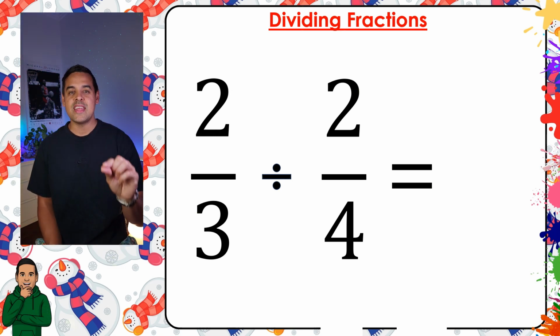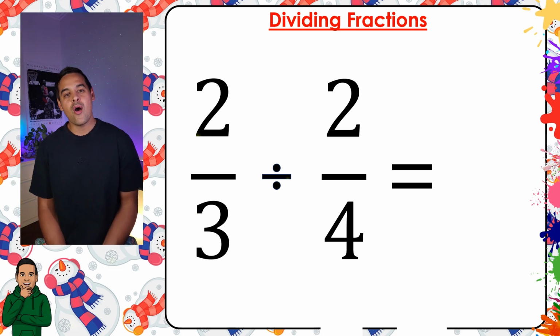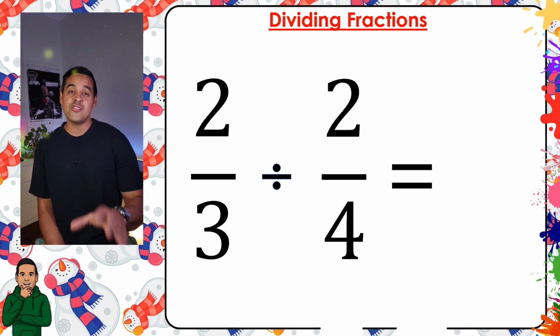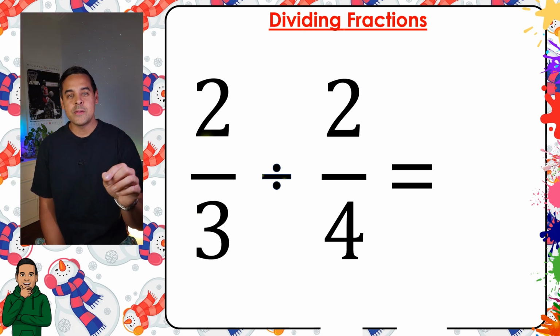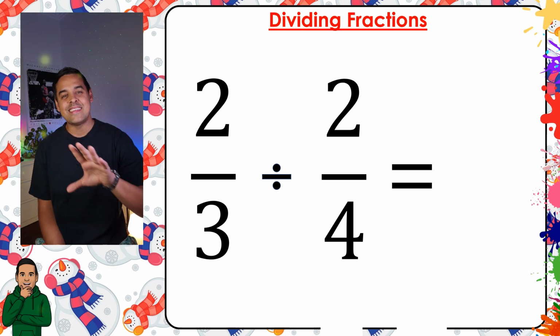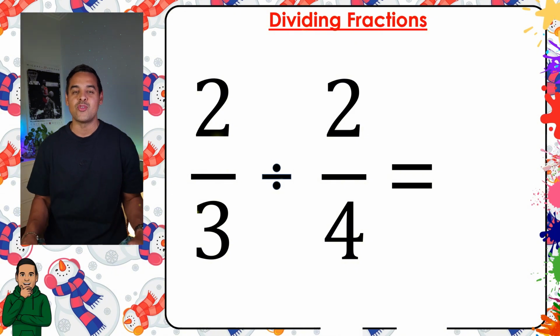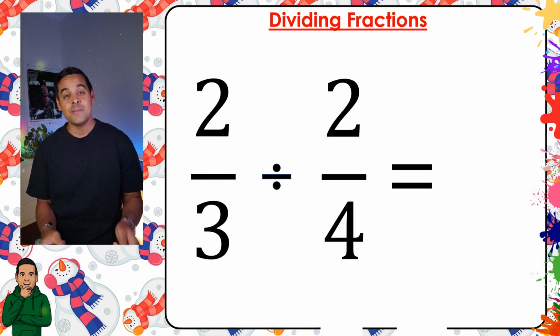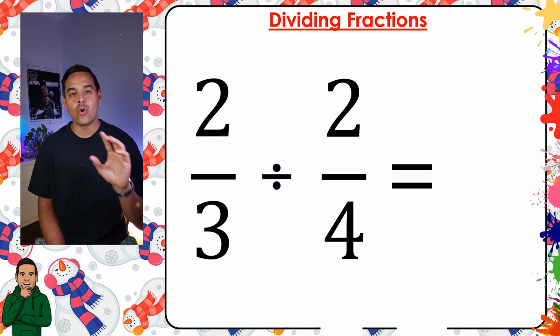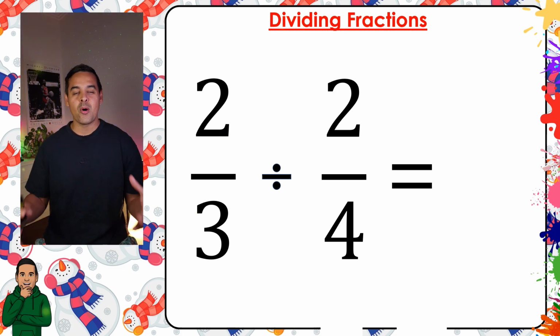So our first question here is 2 over 3 divided by 2 over 4. Now in this question, our first fraction, the 2 over 3, stays exactly the same. We don't do anything to it. Our second fraction, the 2 over 4 or 2 quarters, we need to modify slightly.